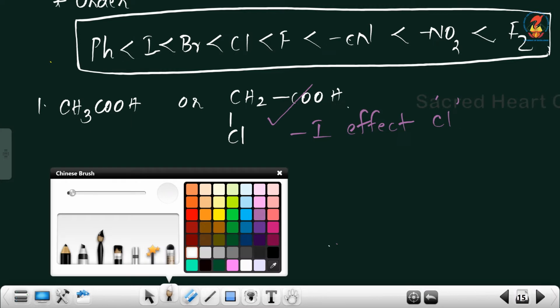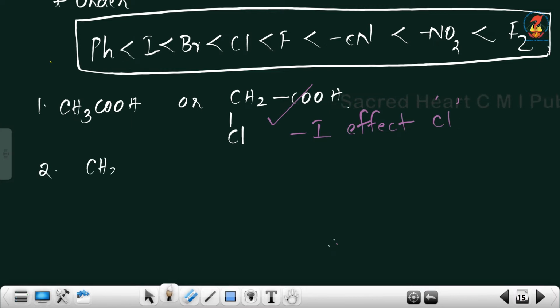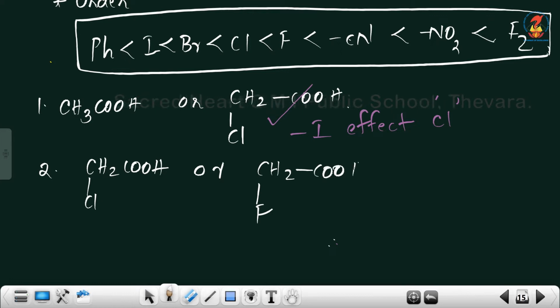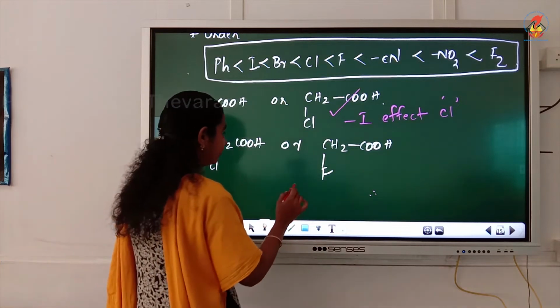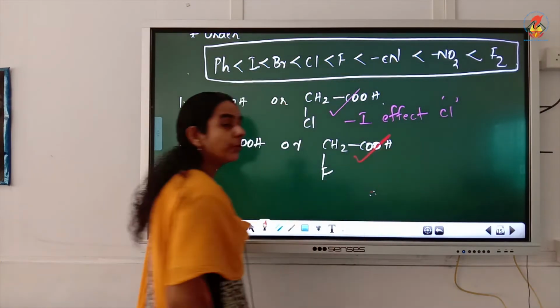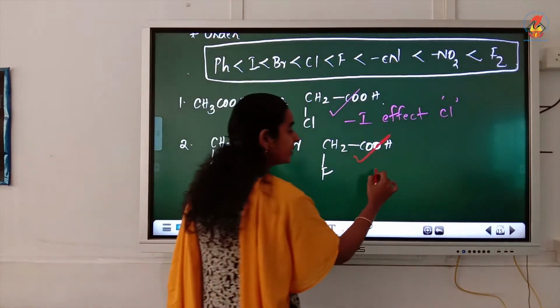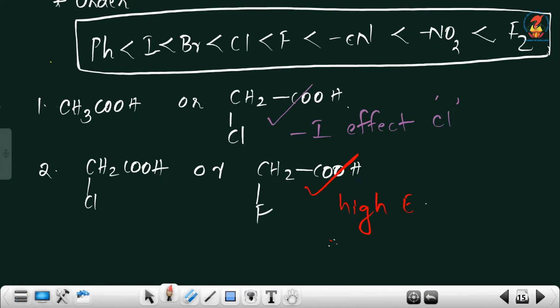Now, the second question is chloroacetic acid or fluoroacetic acid, which is more acidic? Answer is fluoroacetic acid, and the reason is the high electronegativity of fluorine.